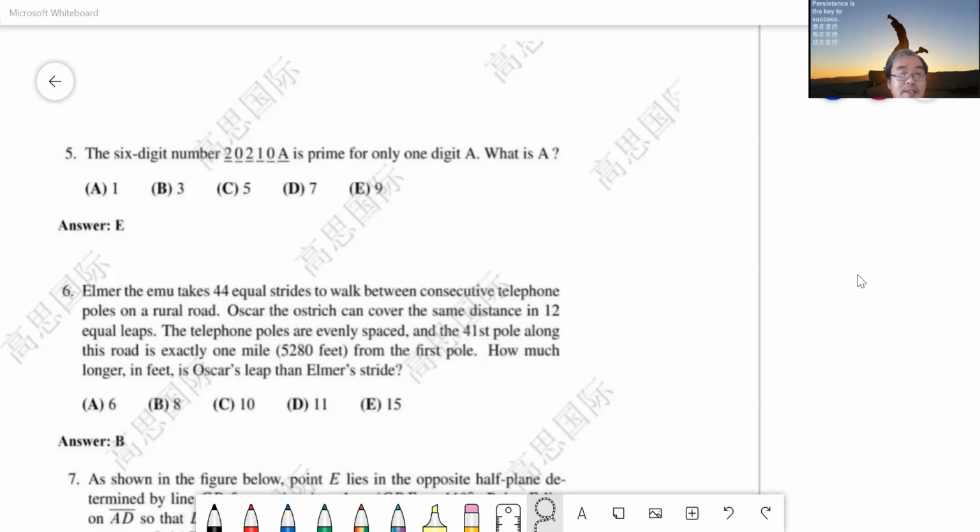Okay, let's look at question number 5. The 6-digit integer 20210A is a prime for only one digit A. What is A? Right. So if you look at here, I think it's easy to eliminate one solution, right? So that would be 5. So then we just cancel this because any number ending with 5 is going to be a multiple of 5, right?